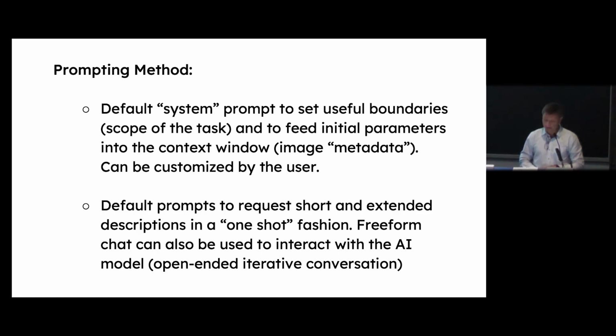The prompting method, as I said, is a default system prompt to scope the task and feed initial parameters, but it can be customized. And then the default prompt, short and extended, for iterative conversation or one shot. You may have heard that term before with LLMs, with models. You can have one shot, essentially a question-answer type interaction, or you can expand on that and have a proper conversation. But as you do that, the context window grows, and there are pros and cons when doing this.